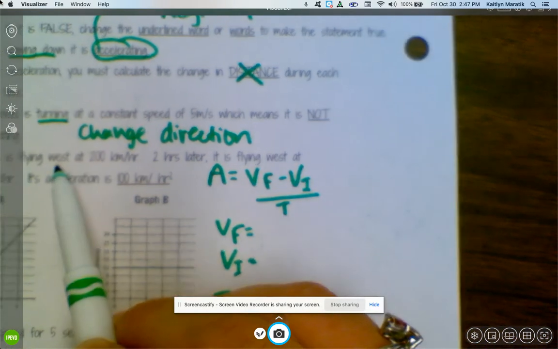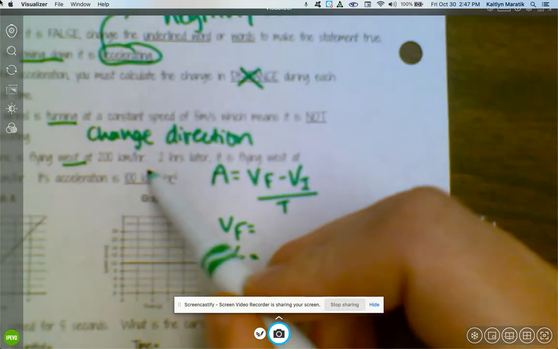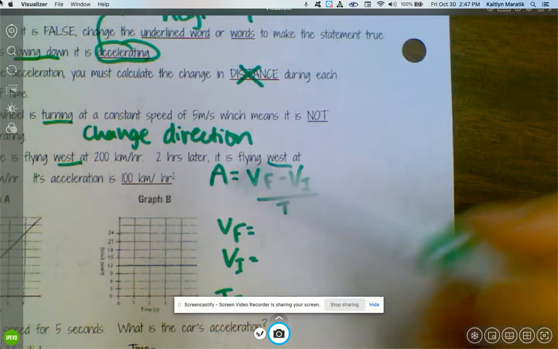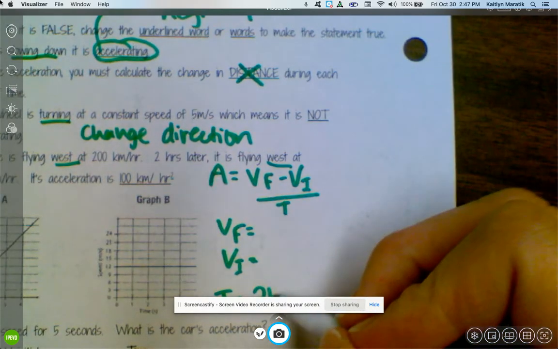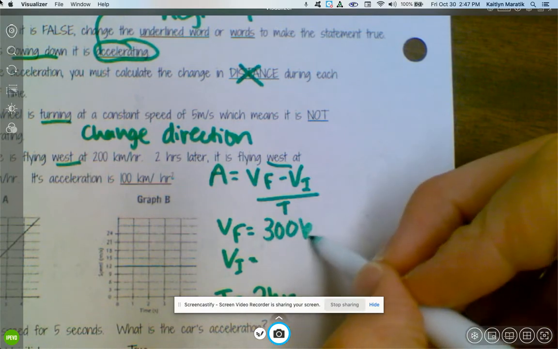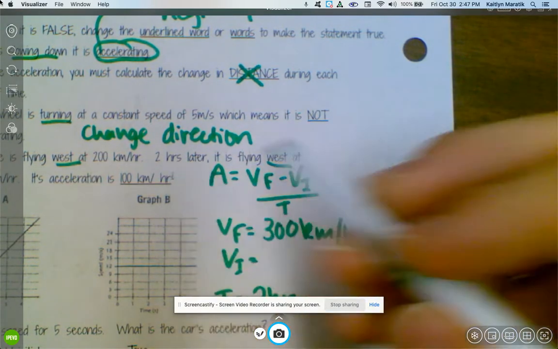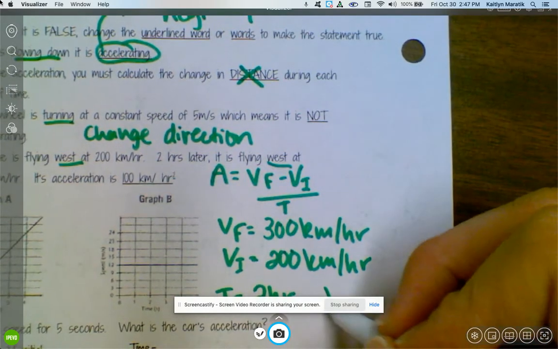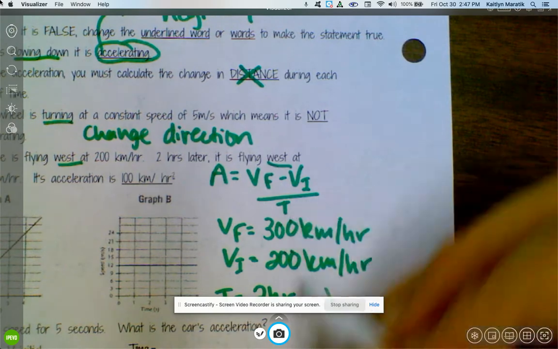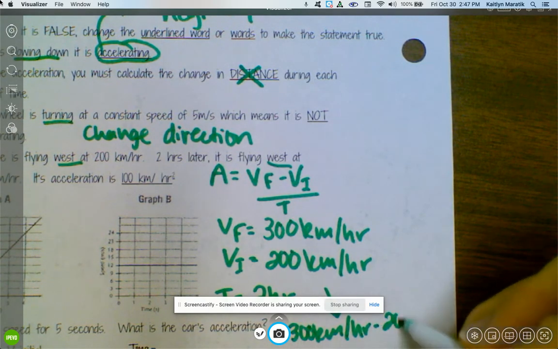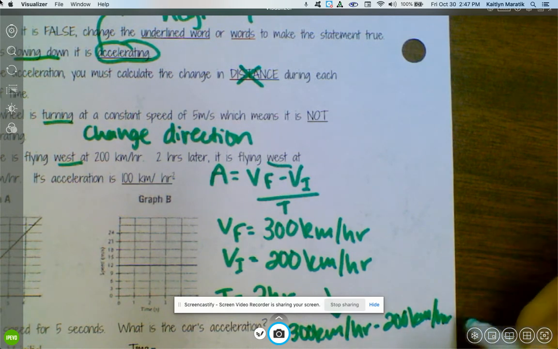So let's set ourselves up. An airplane is flying west at 200 kilometers per hour. 2 hours later, it's flying west at 300 kilometers per hour. So it's going in the same direction. We have 2 hours. The final is this 300 because that's what it's ending at, at least for this example. And its initial is 200. So now we need to put it into our formula. So we've got 300 kilometers per hour minus 200 kilometers per hour all over our time, which is 2 hours.